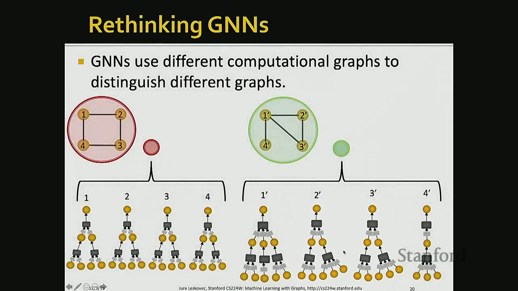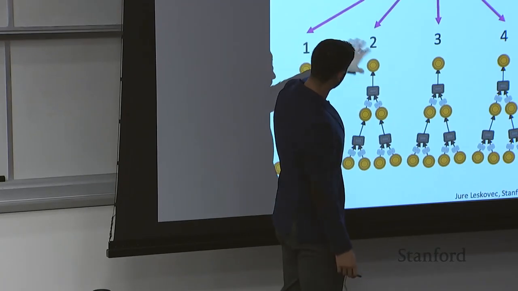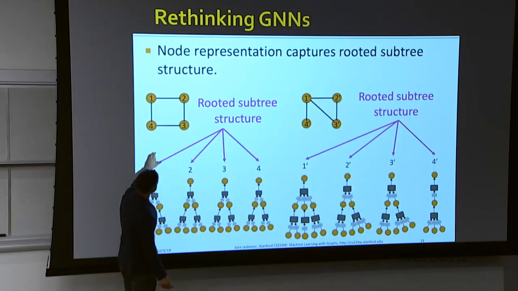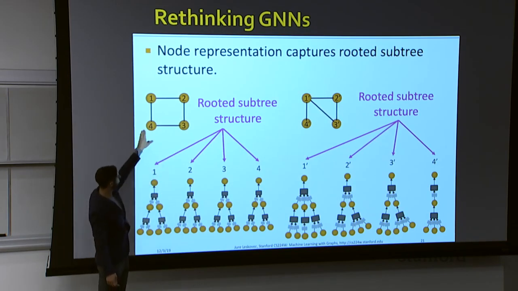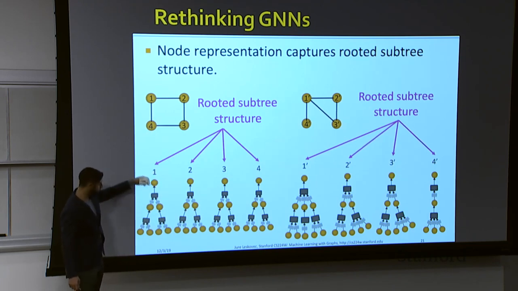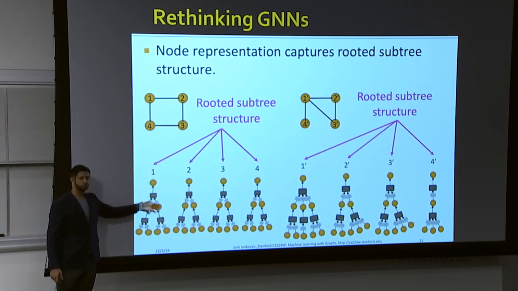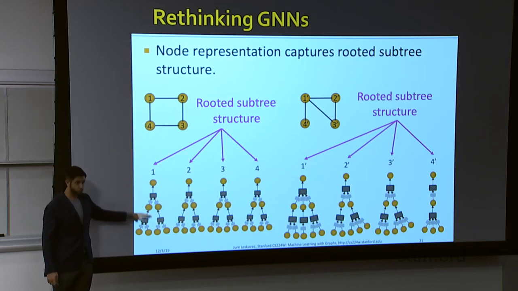So how can we leverage the fact that the topology of the computational graph will be different? How can we use this to distinguish that these two graphs are different? We're going to call our computation graphs rooted subtree structures. So we root them on our target node, and then we build a subtree of arbitrary depth. Usually we work with 2-hop neighborhoods. The reason is most of the common GNNs that we've covered in the course do that.